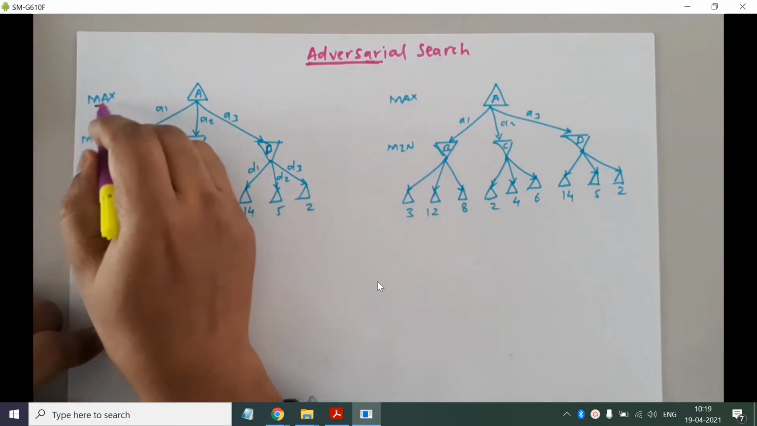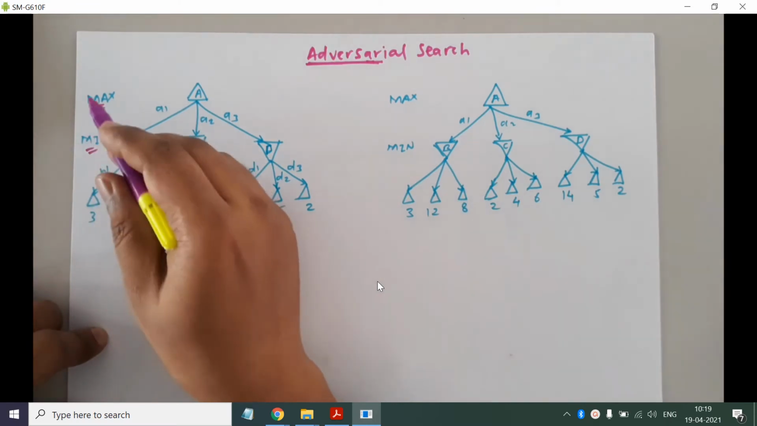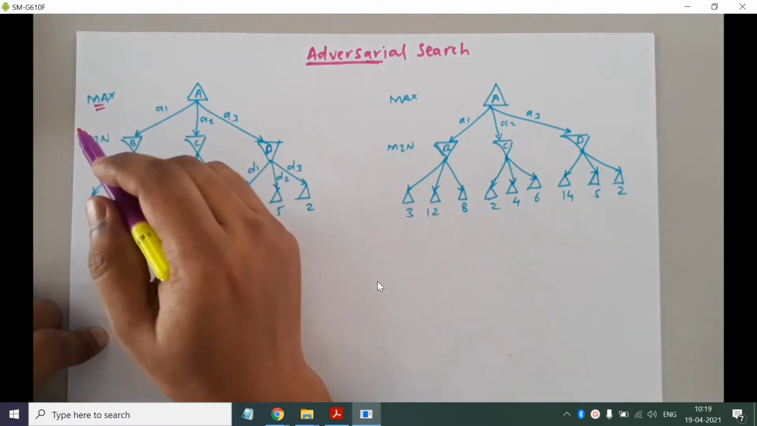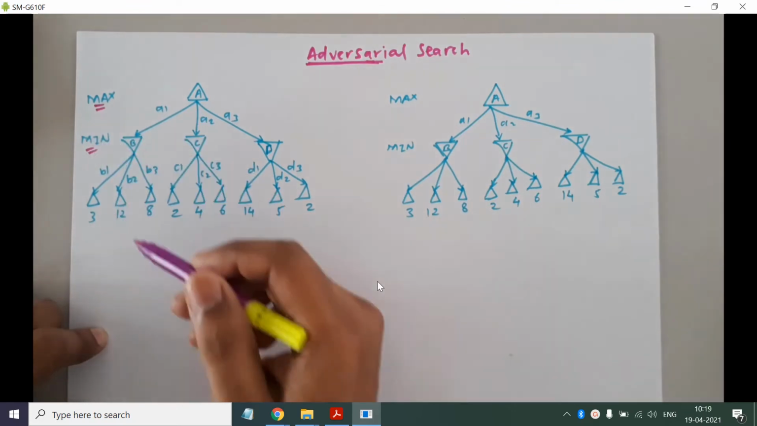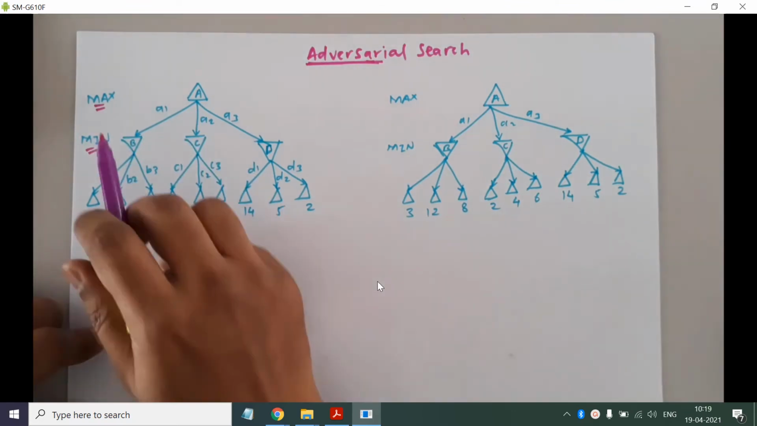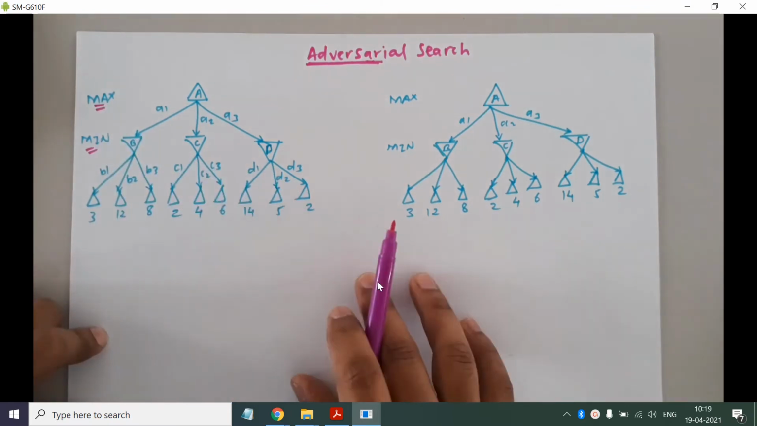And we are calling these two agents the max player and the min player. Okay, and we are playing for the max player, that means we want to maximize his profit, and here we call profit the utility value, right? So we want to maximize the utility value of the max player, and we have made some assumptions here.